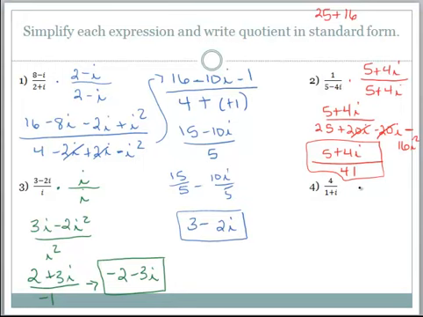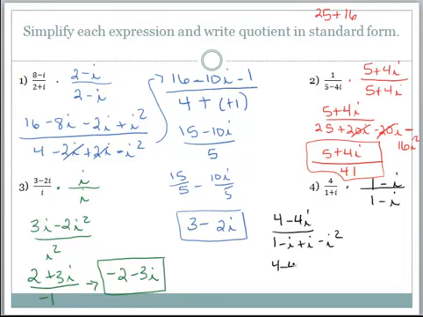Finally, number 4. This one is two terms, so we need to multiply by the conjugate, 1 minus i. Distribute the 4. We'll come over here. So we have 4 minus 4i all over 1 times 1 is 1. 1 times negative i is negative i, i times 1 is i. And i times negative i is negative i squared.